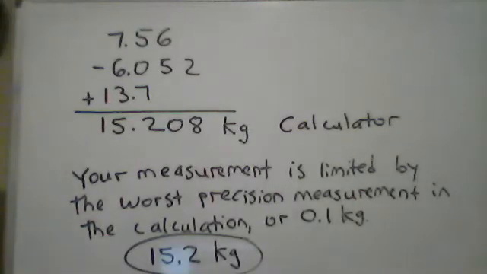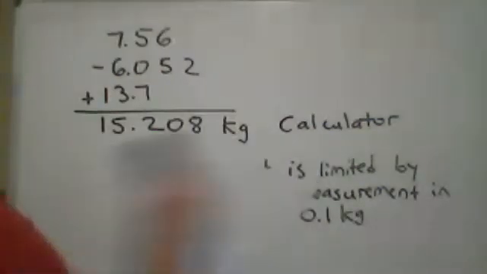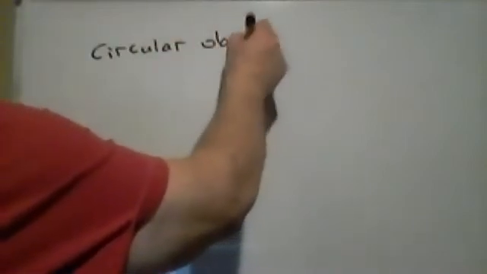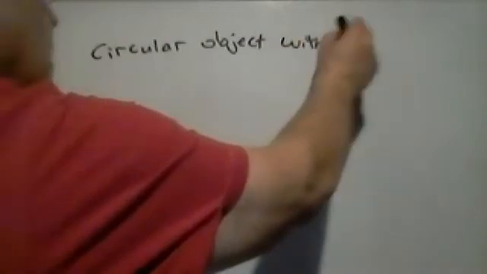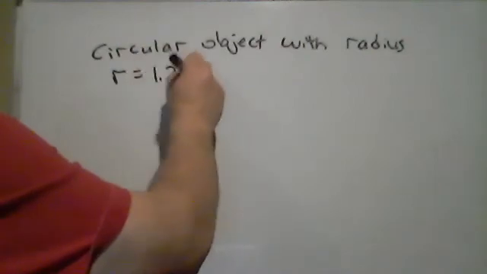Let's look at multiplication real quick. Multiplication and division are somewhat the same, but let's take a look at it. So let me erase this. That's addition. What I just got done was addition and subtraction. But of course, we have multiplication and division as well, right? So let's give you an example here. I want to find the area of, let's say I have a circular object with radius r, 1.2 meters. Okay, that's my object.